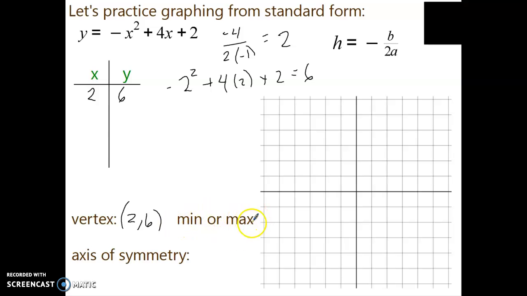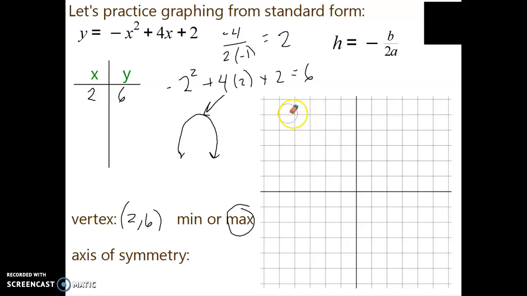So now we have the question, is that vertex a minimum or a maximum? Okay, well that is answered by looking at the sign of a. A here is negative, which means my parabola is going to open downward like this. The vertex is going to be right here. So a point at the top is going to be a maximum. In this case, I'm going to have a maximum because my parabola is opening down.